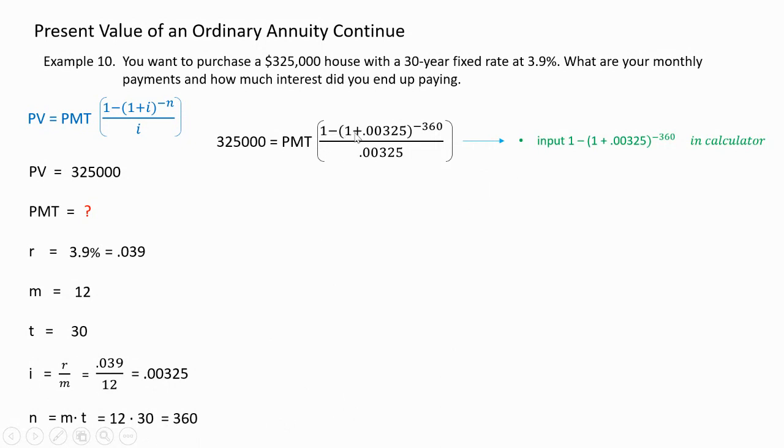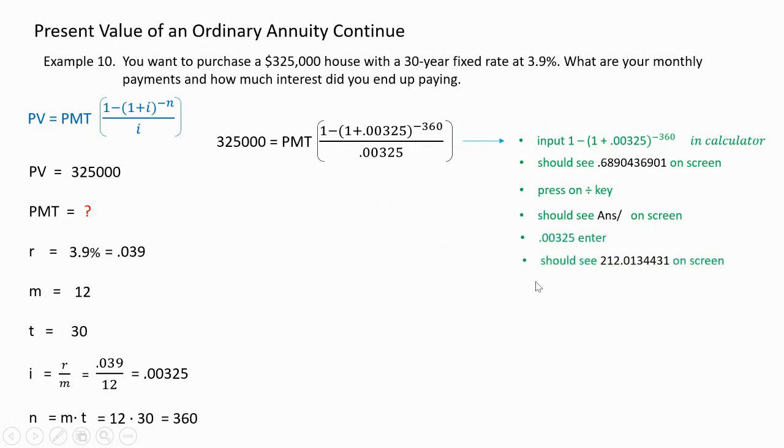So I'm going to input 1 minus parentheses 1 plus 0.00325 close parentheses, to the negative 360 in the calculator. And that's what you should see. Okay. After that, I'm going to press the division key. Then this is what you see: the answer divided by on the screen. You're going to enter the 0.00325. You should see 212.0134431 on the screen. So the 212 point, and the decimal is all this right here, guys. That's what we just did.